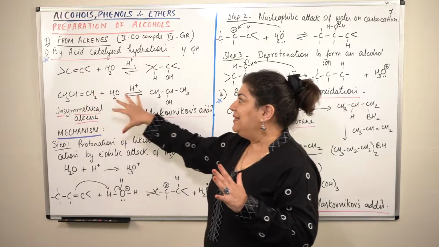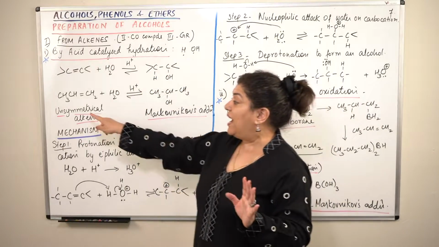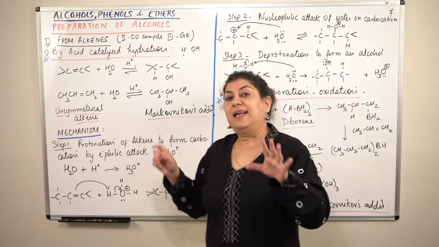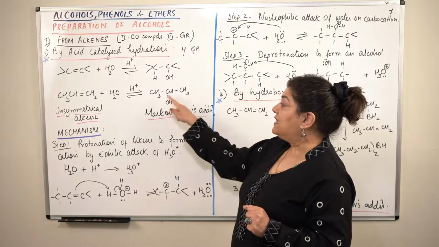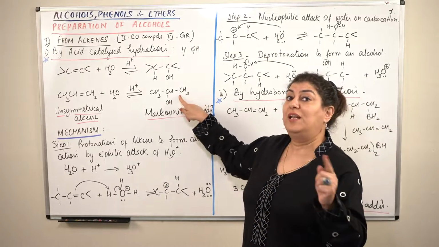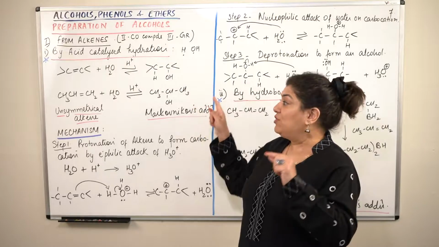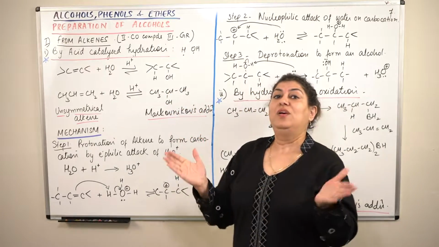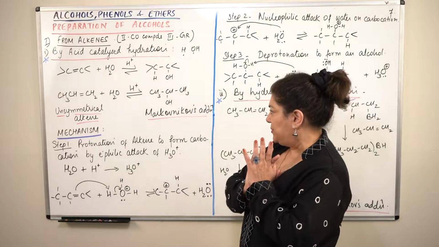So we say, in this case, when acid-catalyzed hydration takes place of an unsymmetrical alkene, the addition is a Markovnikov addition, which means you will not get a terminal alcohol. Terminal means the OH group will not be on the last carbon, which already has a larger number of hydrogens. It will be attached to a carbon which has lesser number of hydrogens.